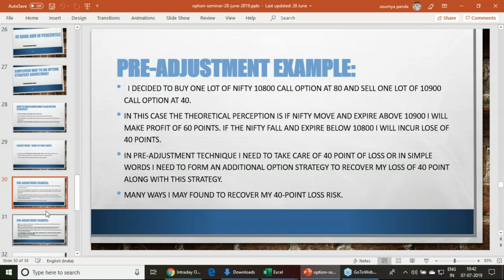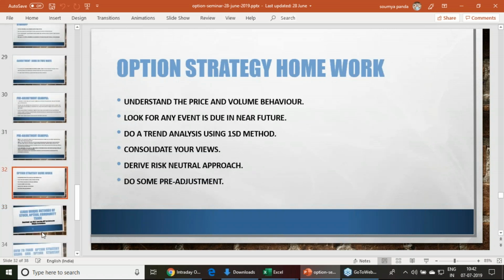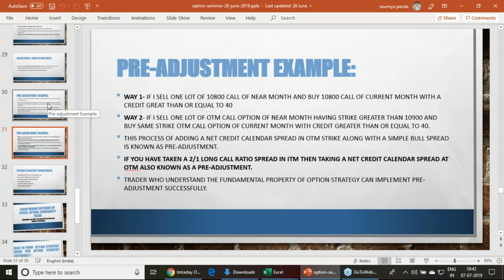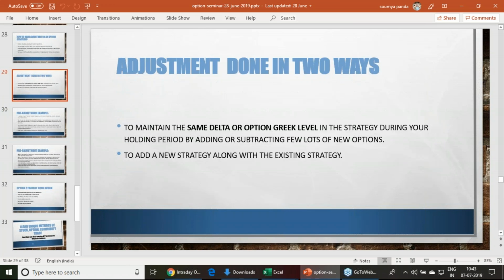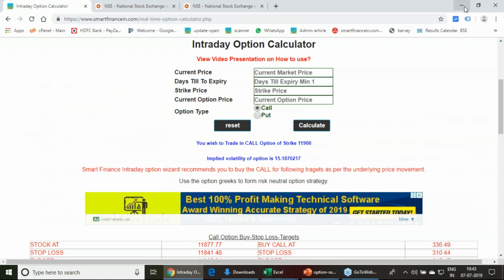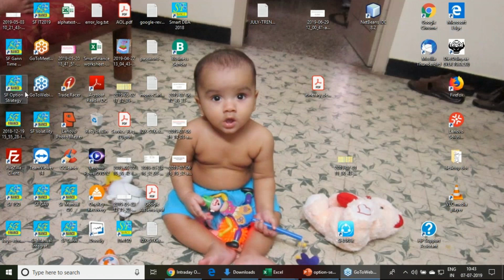I have just given some examples of pre-adjustments and certain post-adjustments. Normally, for shorter lifespan options, you do not do post-adjustment. So now the question comes, how will I do pre-adjustment? I'm just going for one simple example here. I'll show you how we do that part.